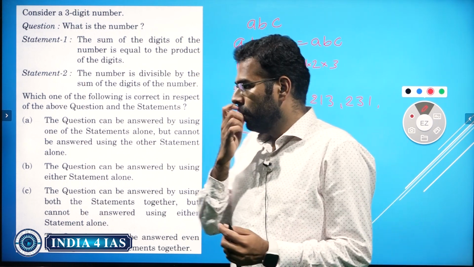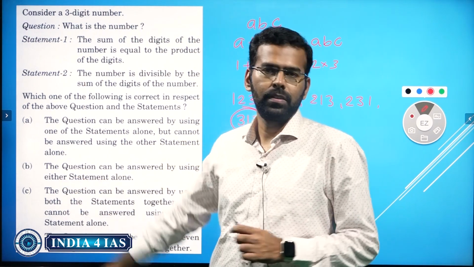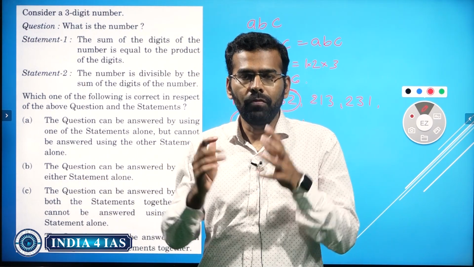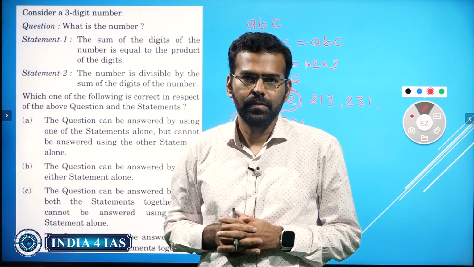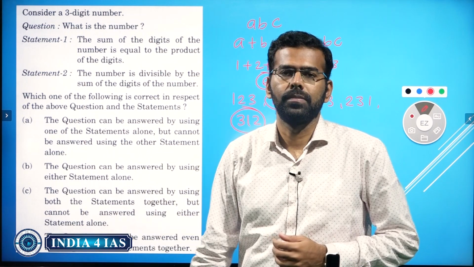So when you get two different results, don't say, okay, we got the result from both the statements. No, you have to get a unique number as the answer. Then only you can say C is right. Otherwise, D is the answer.